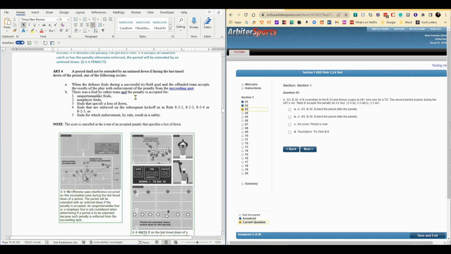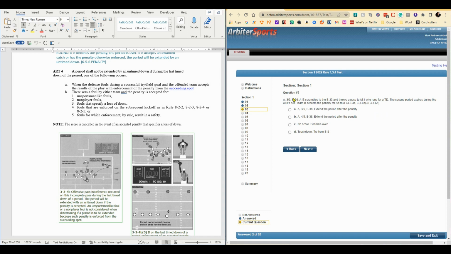Okay, ladies and germs, hold on to your hats for this one. A, 3rd and 3 on the B36. A16 scrambles to the B33 and throws a pass to A81, who runs for a touchdown. The second period expires during A81's run. Team B accepts the penalty for A's foul. Now, when I first read this, I was like, A's foul? What? Where? You didn't talk about a foul.